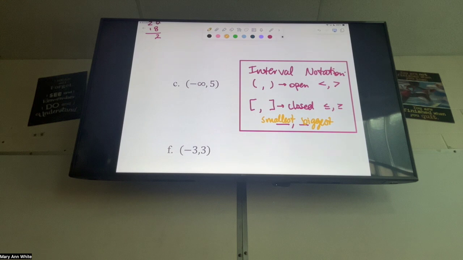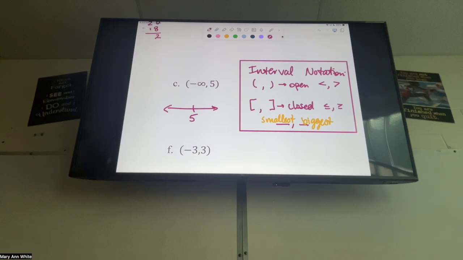Now that we have that, this is going to be pretty easy to graph. Am I going to go throw negative infinity here on my number line? No, is there a point that is at negative infinity? No, it's a concept, right? It's just a space. Instead, we'll just throw 5 on. If it says negative infinity to 5, is that going to be a less than or greater than?